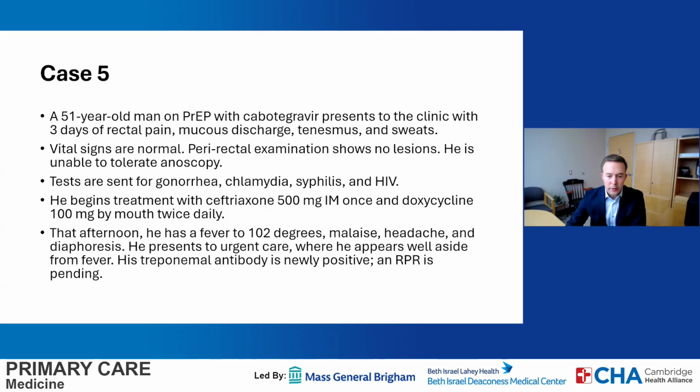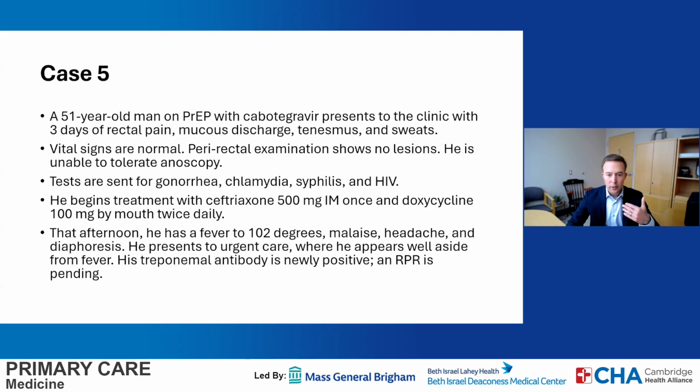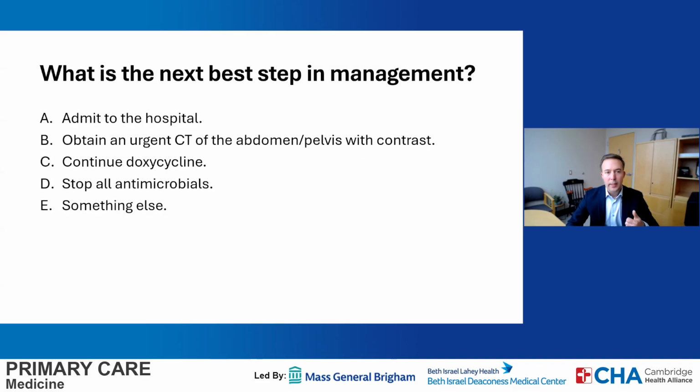That afternoon, though, he has a fever to 102 degrees, malaise, headache, and diaphoresis. He presents to urgent care, where he appears well aside from fever. At that time, most of the lab tests from his visit earlier in the day are not back, but his treponemal antibody is, and it's newly positive. However, the confirmatory test is still pending. My question for you, remember, this is a patient who presented with proctitis, who received antibiotics and now has fever, malaise, headache, and diaphoresis: what is the next best step in management?